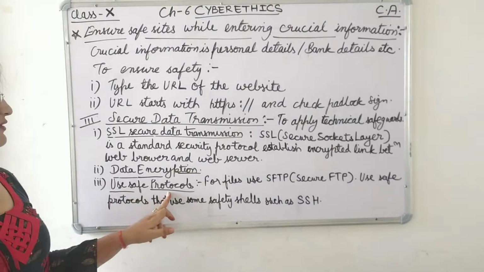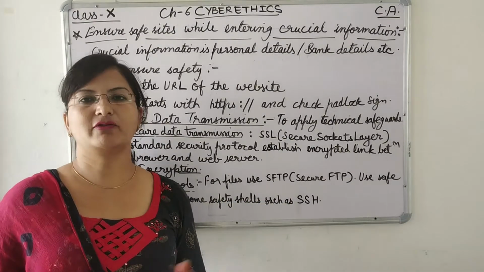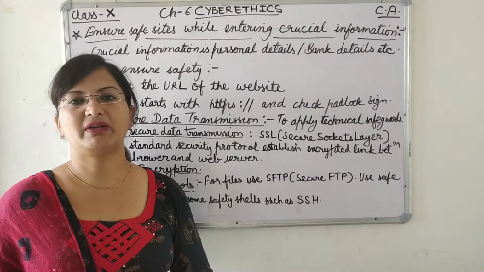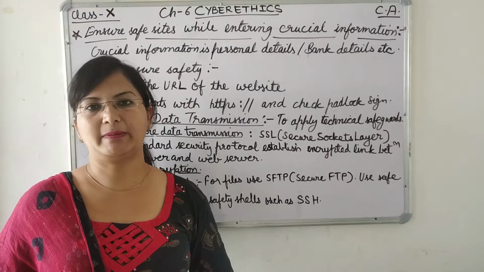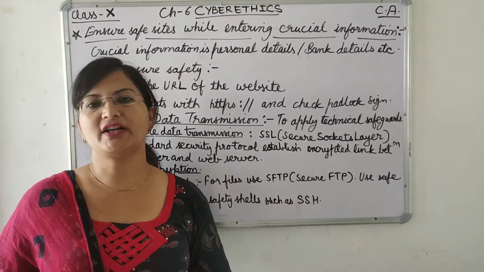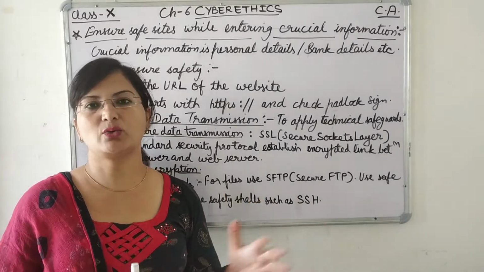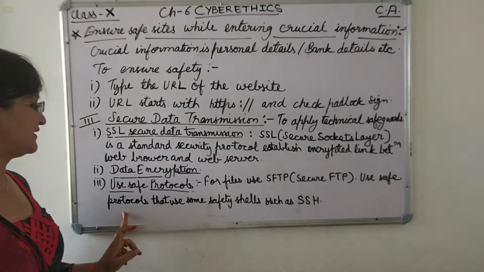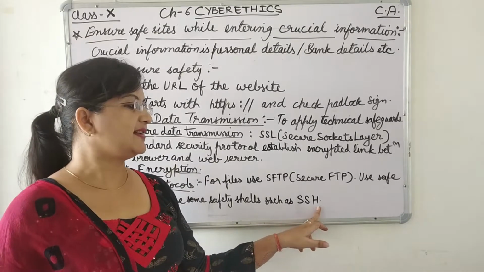Now, the use of safety protocols. We can also use safety protocols. Like for files, you know very well we are using FTP. But in place of FTP, we should use SFTP, that means secure FTP. Here there will be secure data transmission, that means secure file transmission from one PC to another PC. Now, use safe protocols that use some safety cells such as SSH.